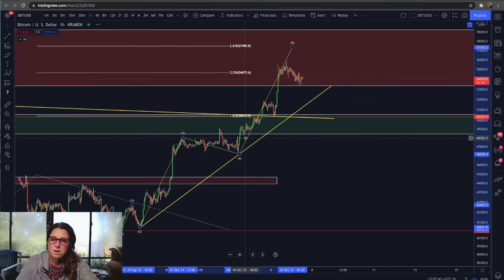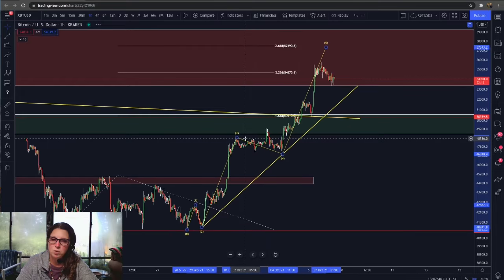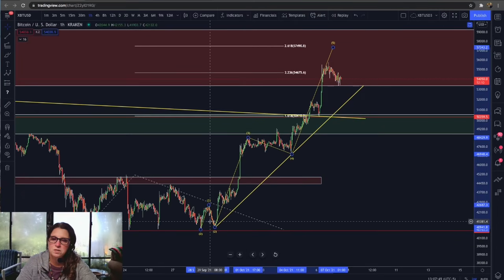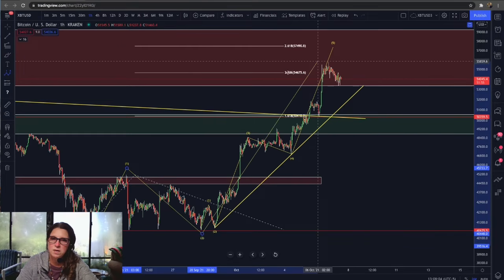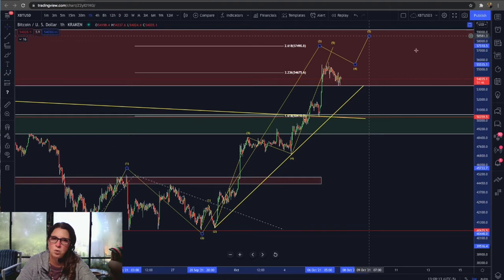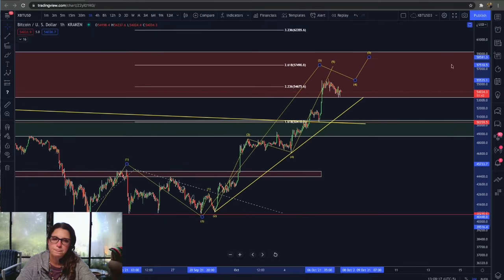Now, I feel that if this is going to be an impulse wave, that this is an extended fifth wave inside of our third, meaning that we need to do wave 1, this is 2, 3 needs to get up here to the 2.618, we will shuffle sideways for a 4, and then we need to go up for 5. That gets us up here to the 3.236. And I want to see us hold this trend line, this yellow trend line.